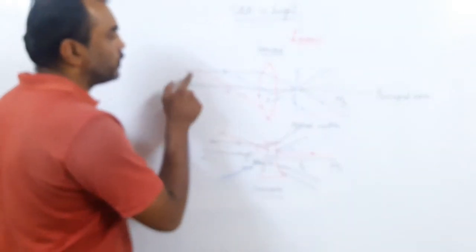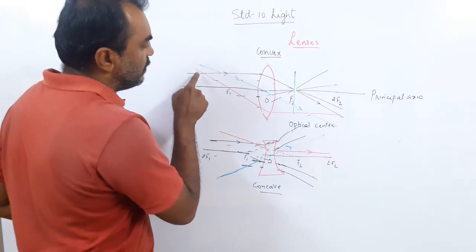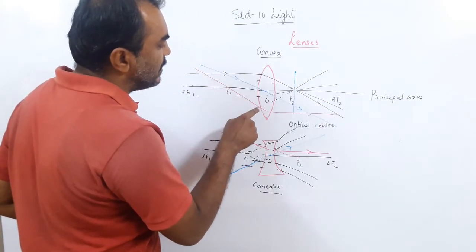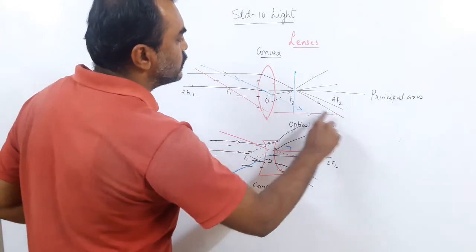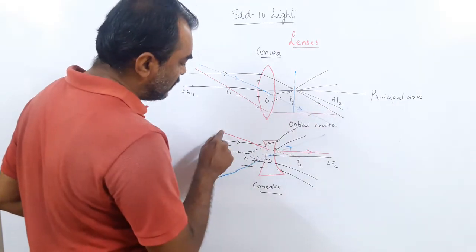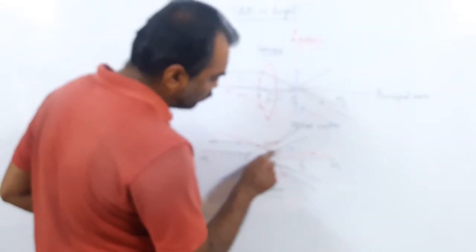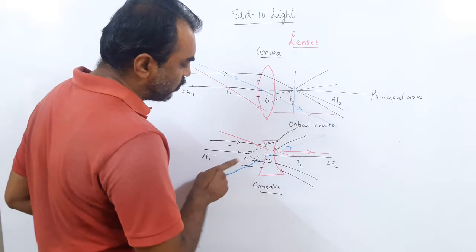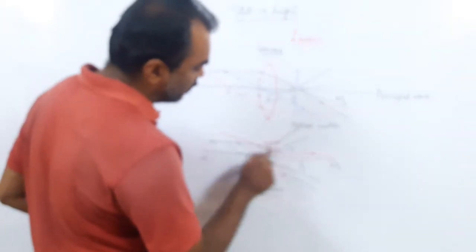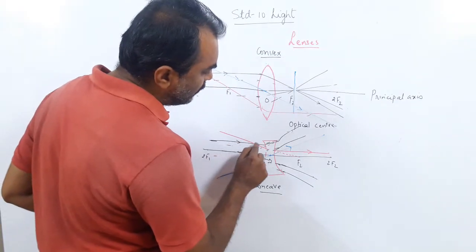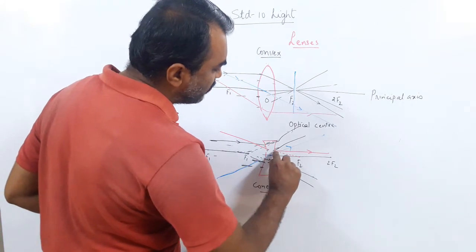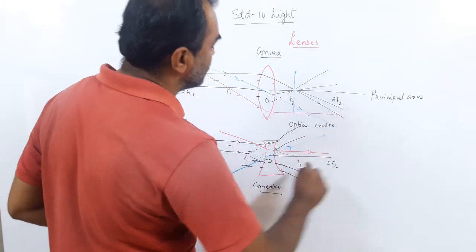Rule number 2, the red colored ray. The ray passing through the focus after refraction becomes parallel to the principal axis. Here the ray appearing to pass through the focus, you don't have to pass through this focus, you have to try to pass through the other focus. A ray of light appearing to pass through the focus after refraction becomes parallel to the principal axis.